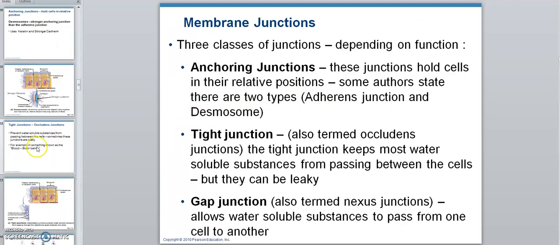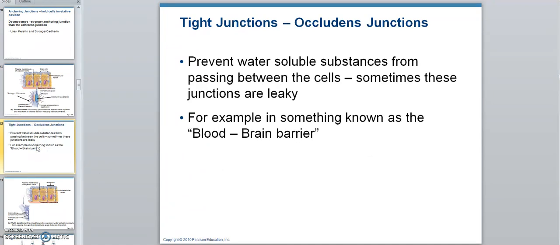Okay. We go further. A tight junction, which also is called an occluding junction. What does occlude mean? To close. It will prevent water-soluble substances from passing between the cells. Sometimes it may permit a little bit, may make it a little leaky. For example, the blood-brain barrier, when we talk about it later in this course.